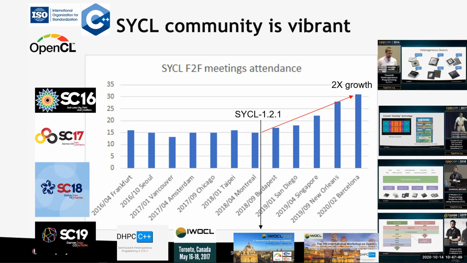At SC19, the number of SYCL events exploded from 2 to 3 SYCL events in 2018 to 6 to 8 that I counted in 2019, in terms of papers, talks, keynotes, BOFs, and various workshops, including the Intel oneAPI introduction workshop that happened just before SC19.